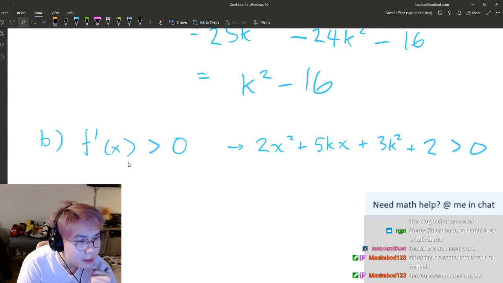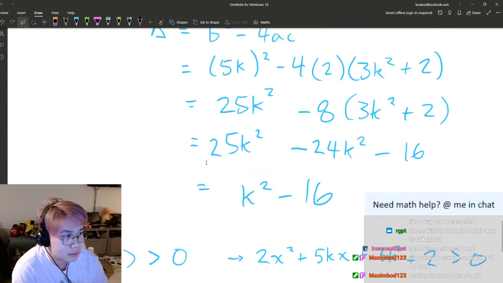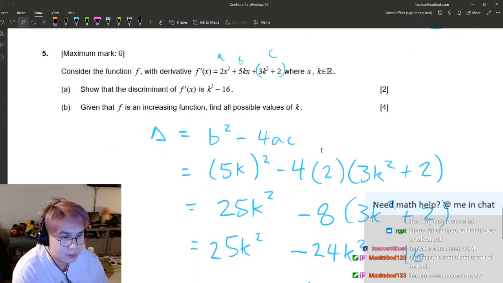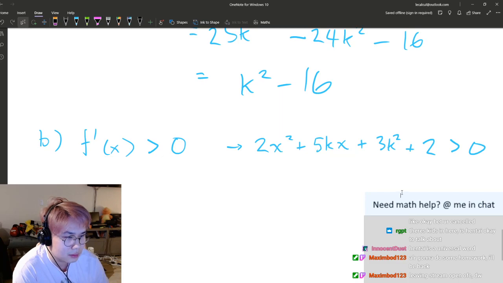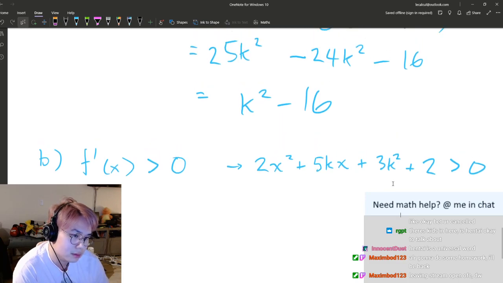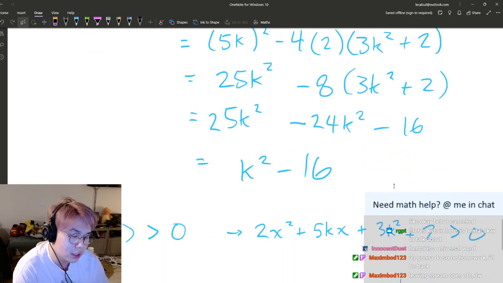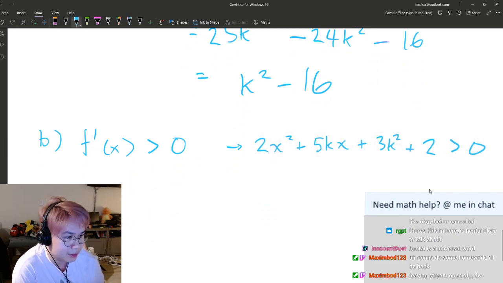And then we need to solve for k. So this is not enough information. Let's see. Why'd they ask about the discriminant? I feel like we need to use part A. This is positive. Oh, okay. If this is positive, then that means that it can't be equal to zero.